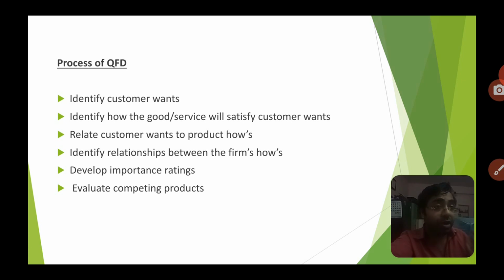And one of the main points is that the customer needs high performance. Okay, so what the customer needs, we can provide by using the QFD. Now identify how a good or service will satisfy the customer wants. Okay, so the second point is the process. In the process of the QFD, it analyzes what the customer needs, what type of service the customer needs actually, and what type of product he needs actually.